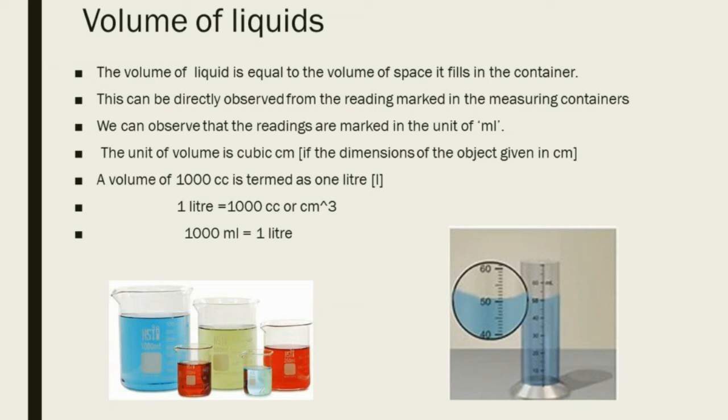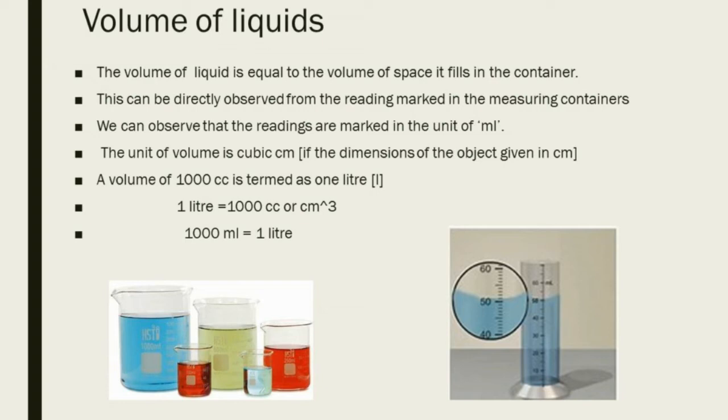The measuring cylinder and the measuring beaker are given in the picture. The volume of a liquid is equal to the volume of space it fills in the container. This can be directly observed from the readings marked in the measuring container. If we notice the measuring cups given in the figure carefully, we can observe that the readings are marked in the unit of ml.